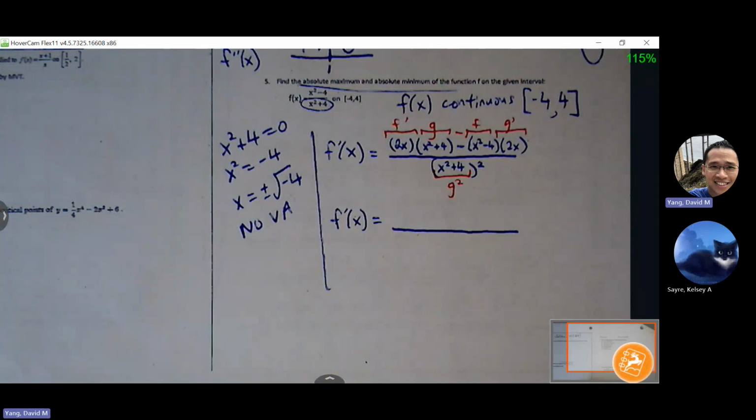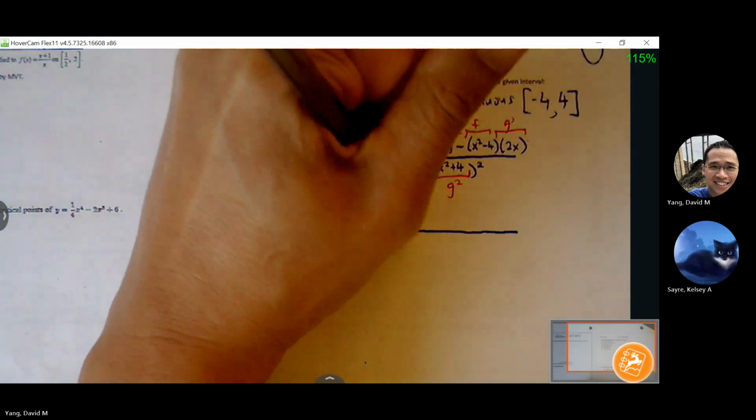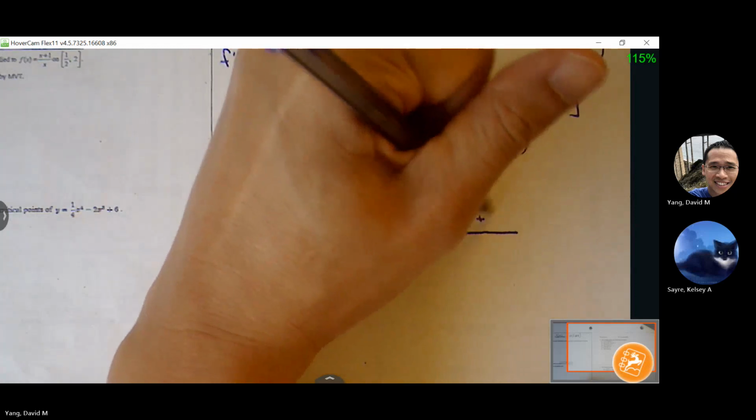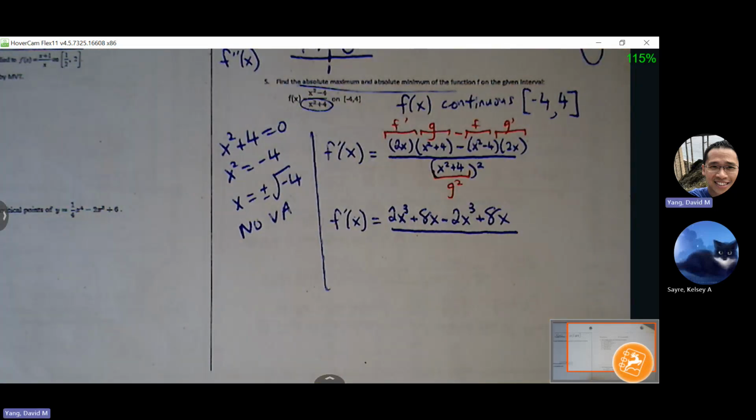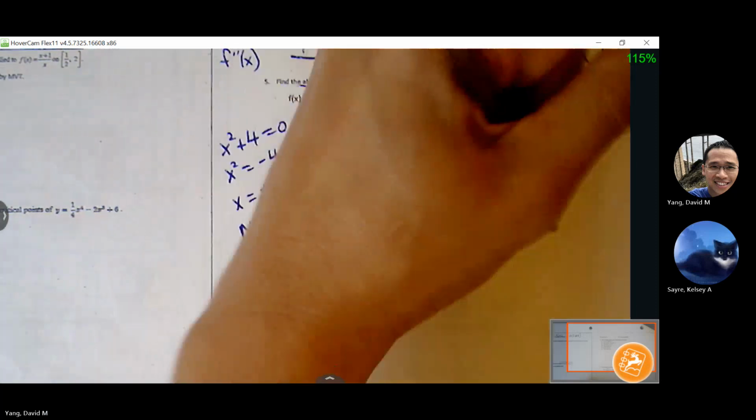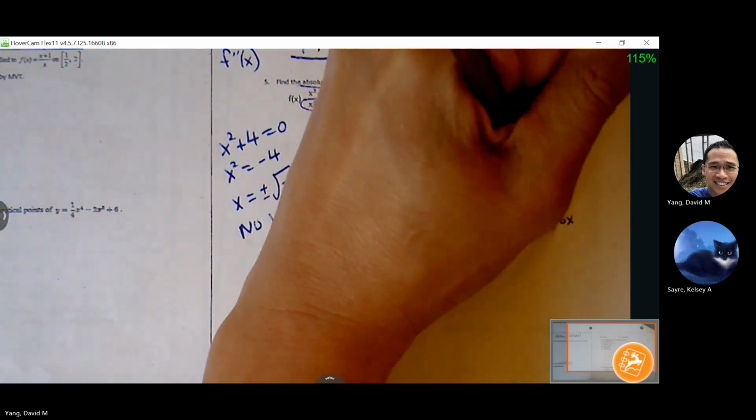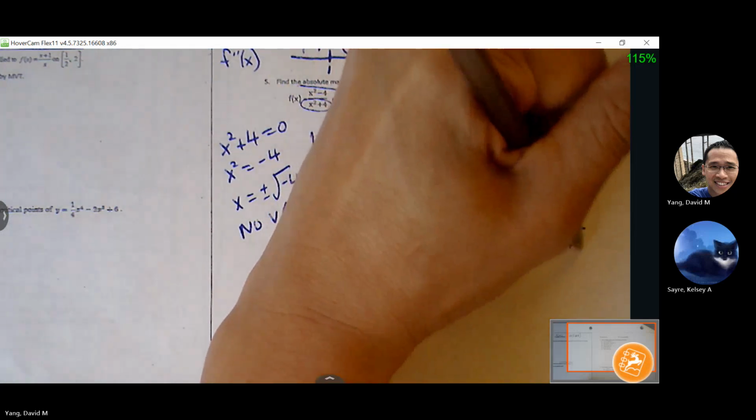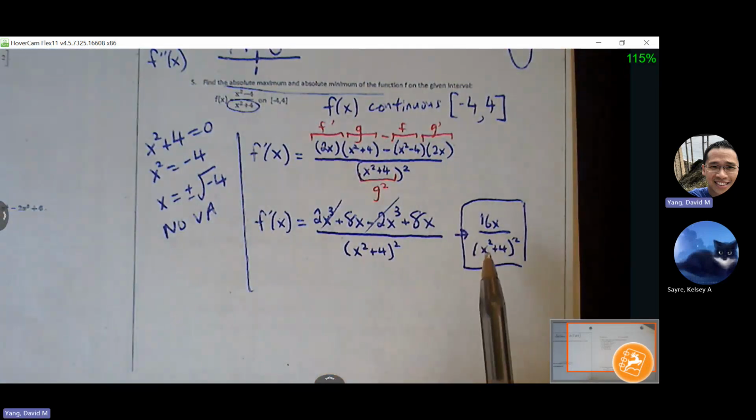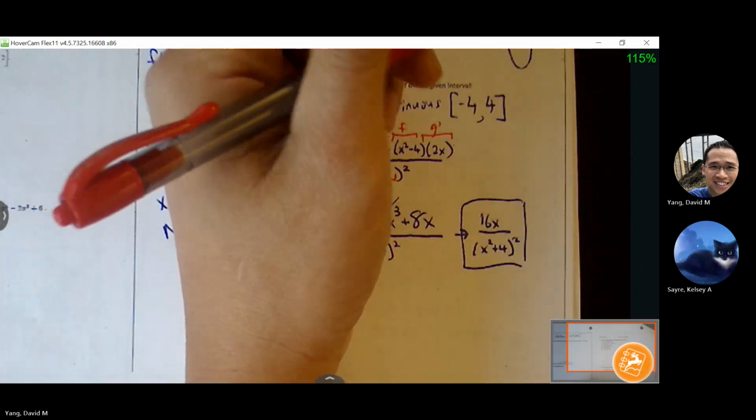Okay, leave the denominator alone. You're just cleaning up your numerator. Okay, what do I do with this derivative here? Okay, which part? Both.